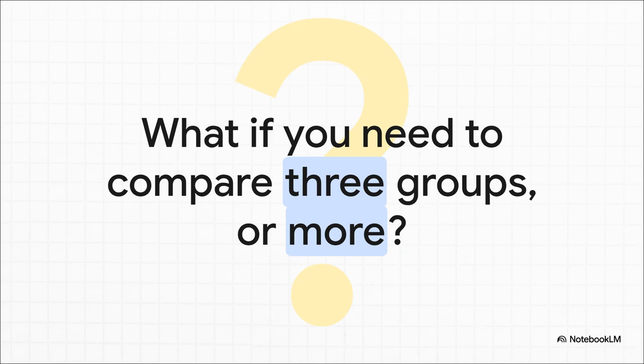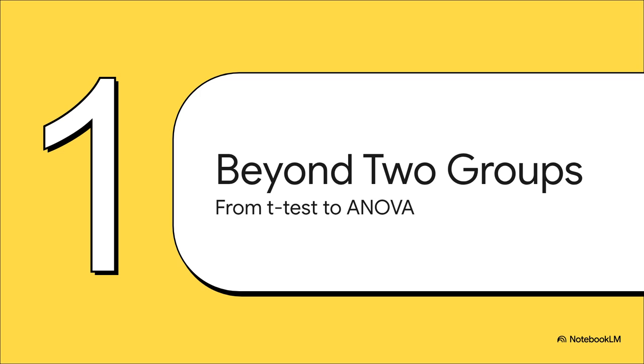Think about it. Comparing two things feels pretty straightforward. But what if your choice isn't just between A and B, but also C, or D, or E? How can you be really sure if one of those options is truly different from all the others? To answer that, we've got to move beyond a really common tool. If you've ever heard of a t-test, what we're talking about today is the next logical step in your journey.